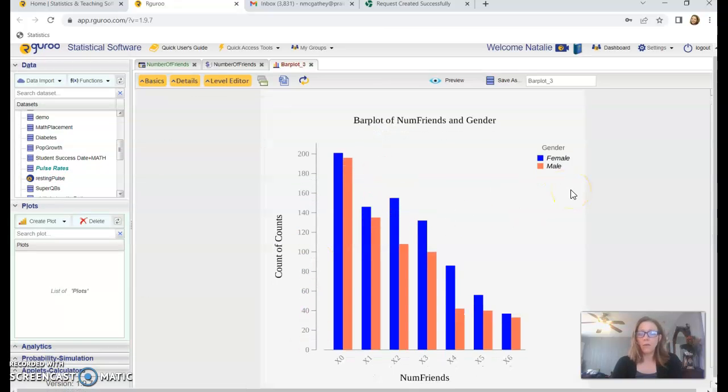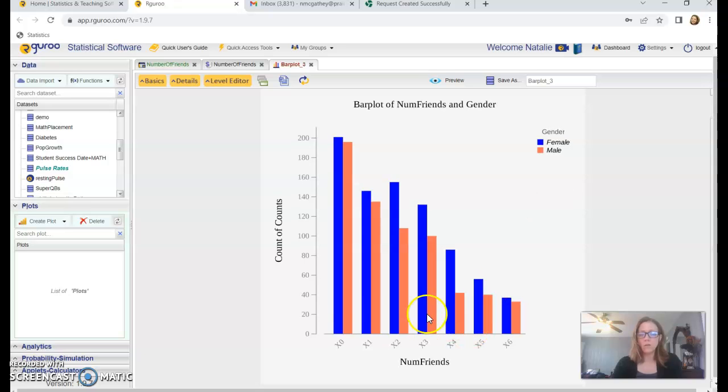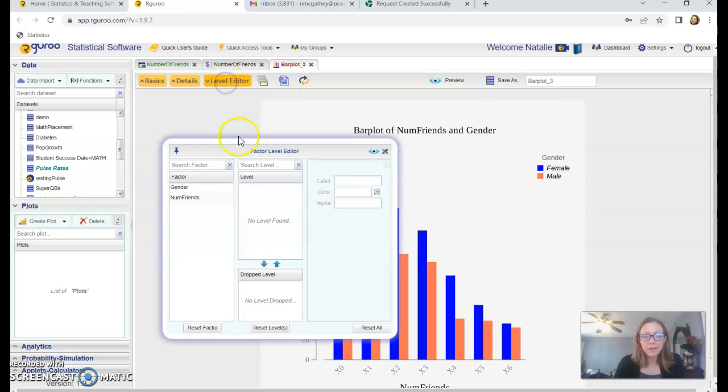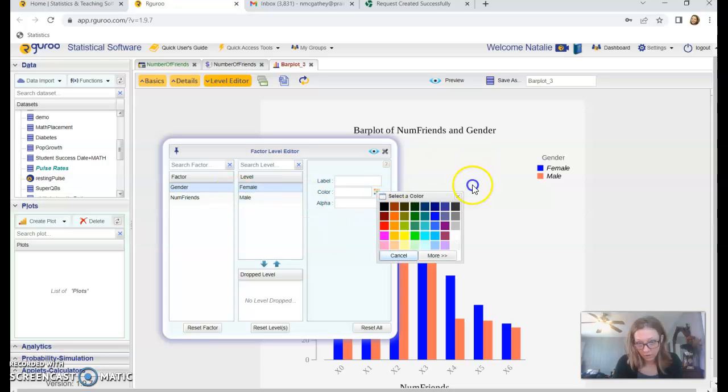All right, so comparing these two, I've got blue for female, red for male. I should probably switch that. The way to switch that, and again, it's just gender norms, but we're all kind of conditioned that way. So I'll go into level editor, select the gender factor, and then if I select female, I can go ahead and choose whatever color I want here.